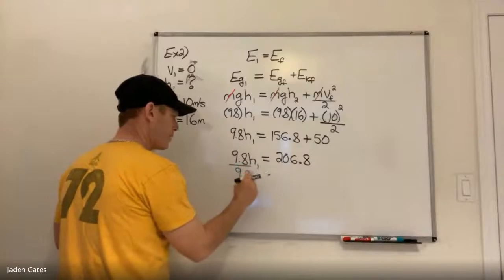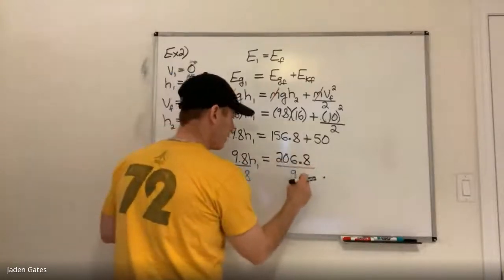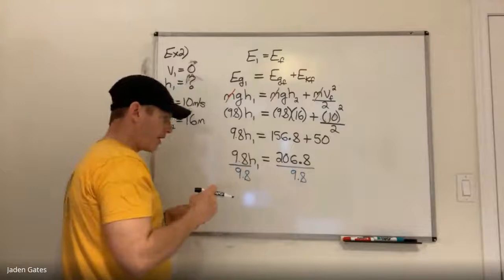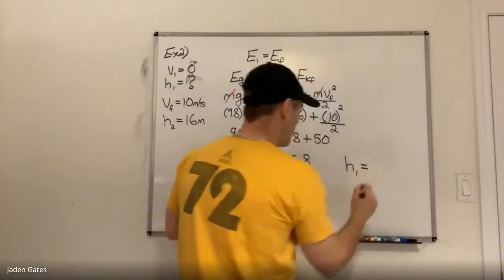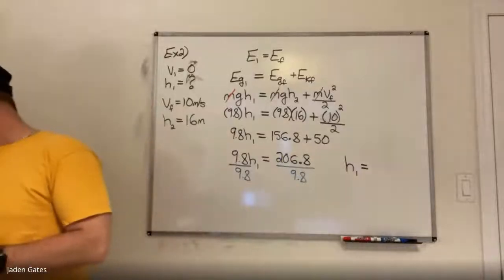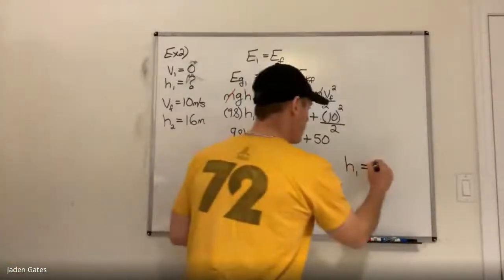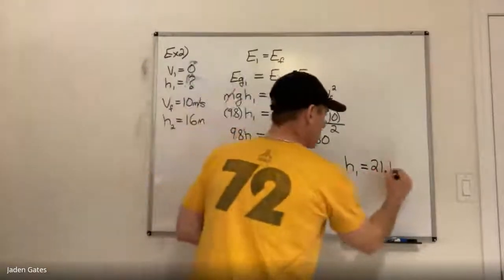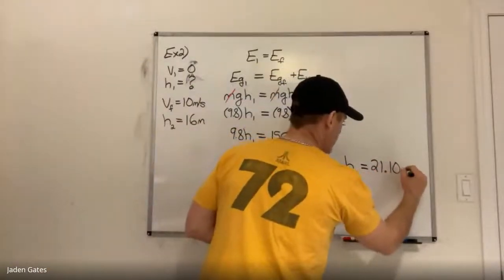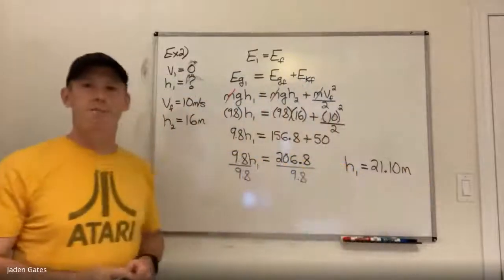And then our last step, we're going to divide both sides by 9.8. And so we're going to find the height of that first hill, H1, which is equal to 21.1 meters. Going to two decimal places, and we're in standard units, so it's meters.